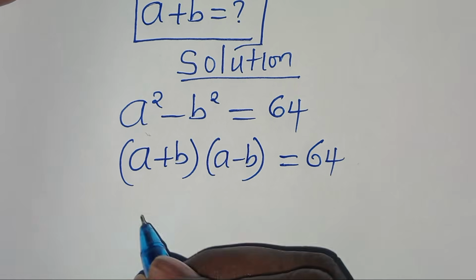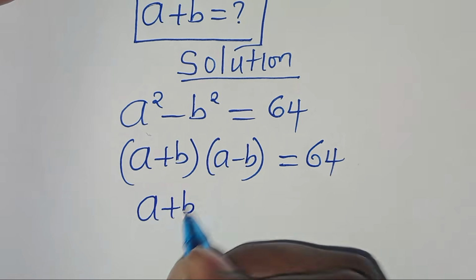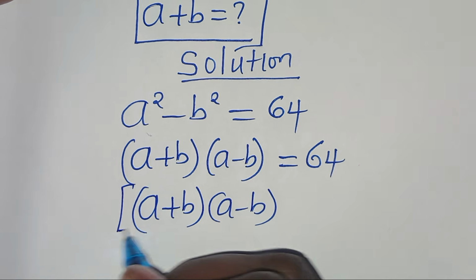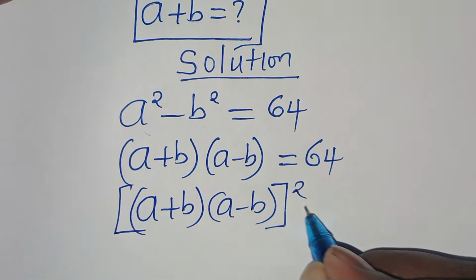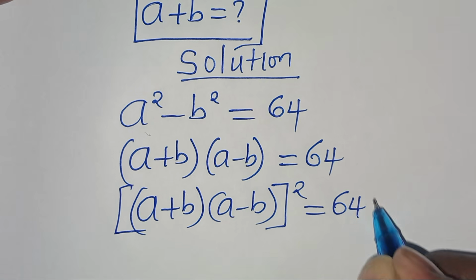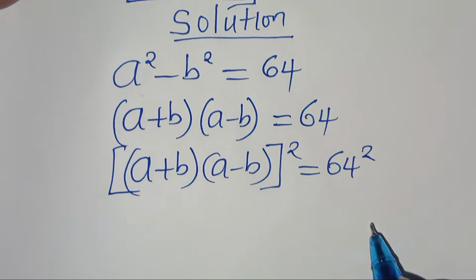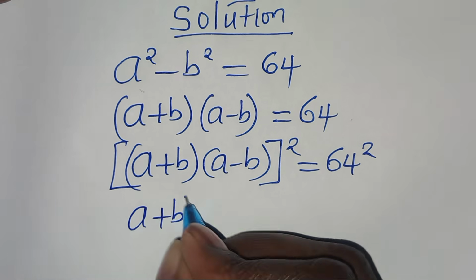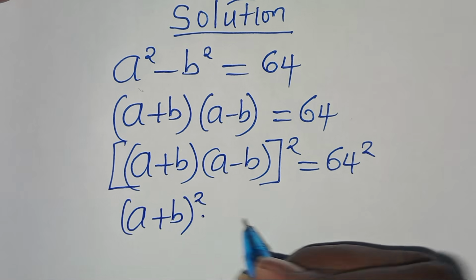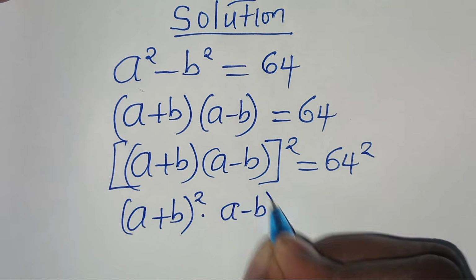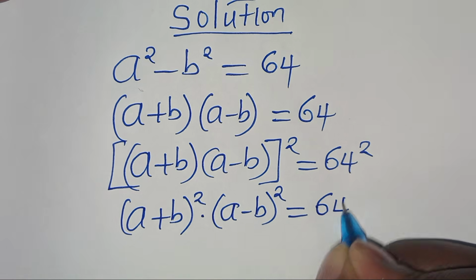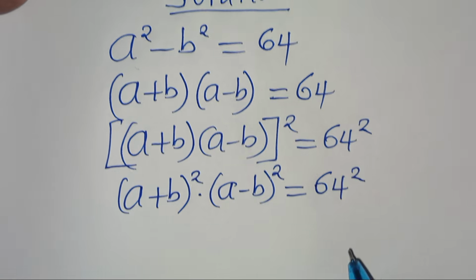The next step is to square both sides, so that now we have a plus b raised to the power of 2 times a minus b raised to the power of 2, equal to 64 raised to the power of 2.